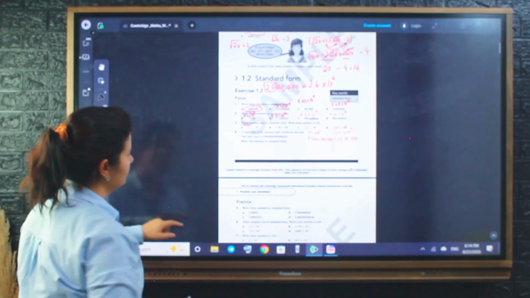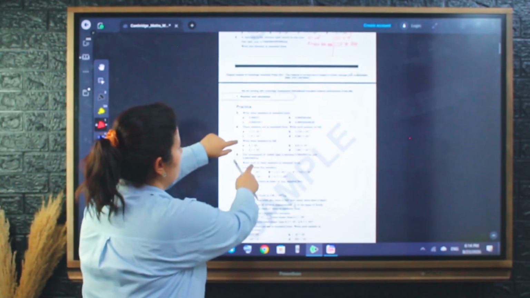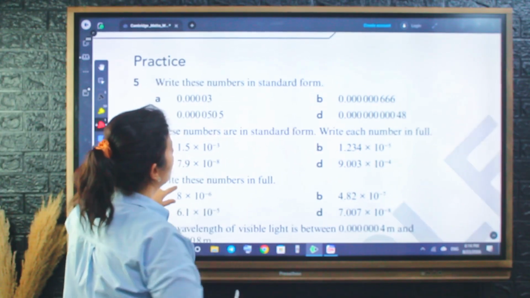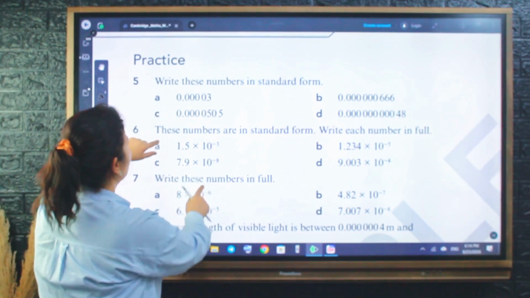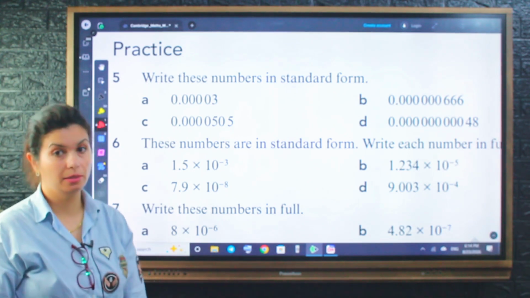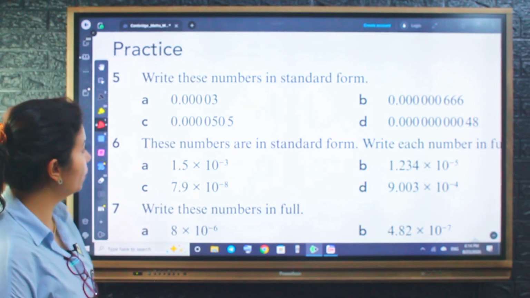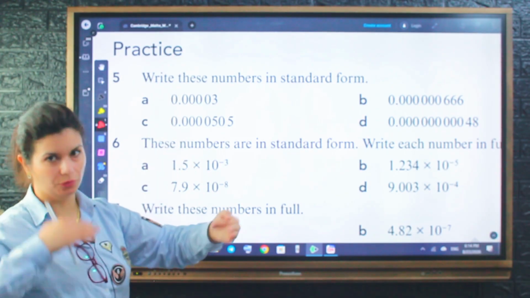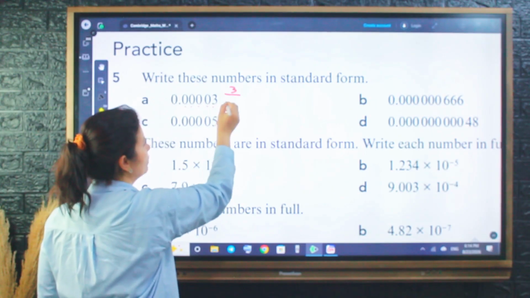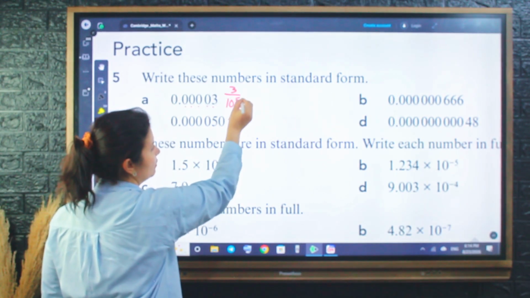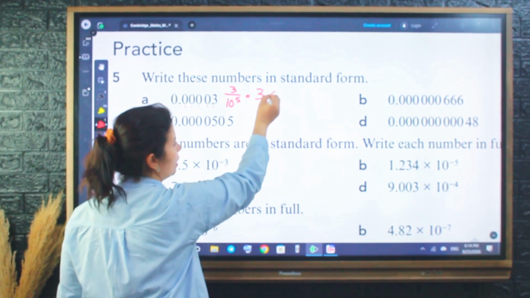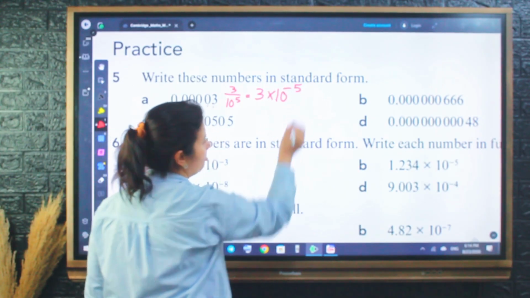Okay. Another form of the standard. Look at here. If you focus on the first number here, we need to write each number in the standard form. But focus here, this number is out of 3, out of what? 1, 2, 3, 4, 5, 10 power 5. And this time we can write the number like that, 3 times 10 raised to negative 5.